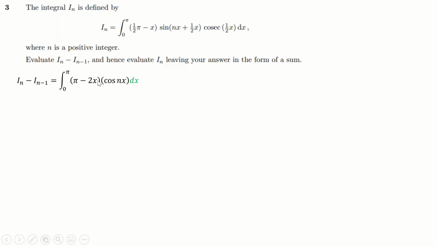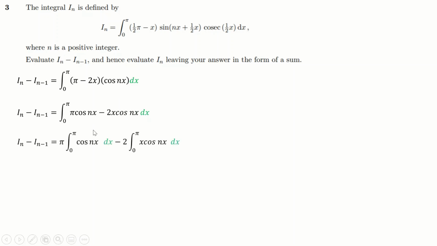I'm going to expand out the bracket here to give myself pi cos nx minus 2x cos nx. And now I'm going to split this up, the opposite of what I did earlier, into two integrals. I'm going to move the constants out to the front as well, because constants don't do anything to an integral. So I'll just split it up into two integrals there.